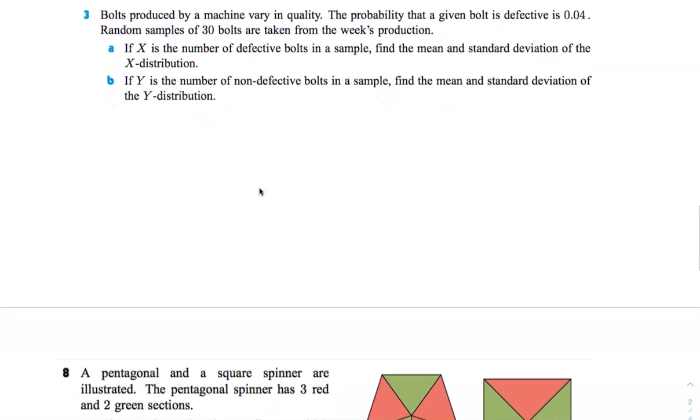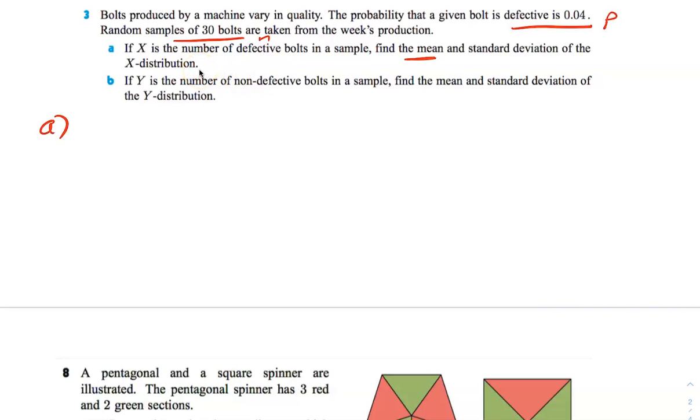Bolts produced by a machine of varying quality. The probability that a given bolt is defective is 0.04. A random sample of 30 bolts is taken from this week's production. Again, you notice how they give you a probability and then give you a sample, an n. When I see those things, I'm thinking binomial all the way. If x is the number of defective bolts in the sample, find the mean and standard deviation of the x distribution. So let's do the mean first.